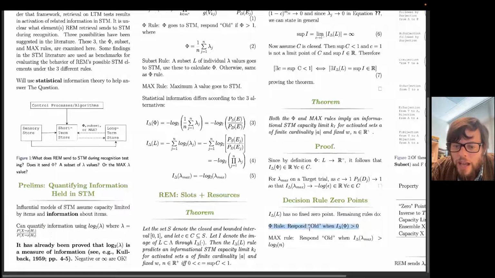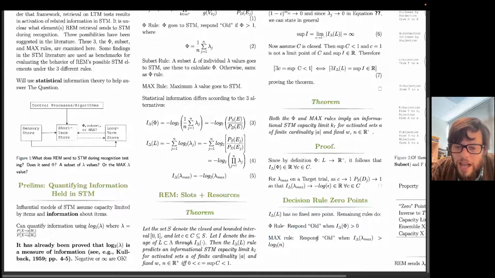In the phi rule and the max rule, there is a fixed point. So in the phi rule, you're responding old whenever phi is greater than 1. If you take logs of both sides, then you've got I delta of phi on one side and log of 1, which is 0, on the other. And so anytime I delta of phi is greater than 0, you say old. So it's got a natural equilibrium.